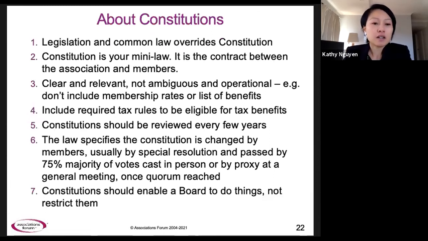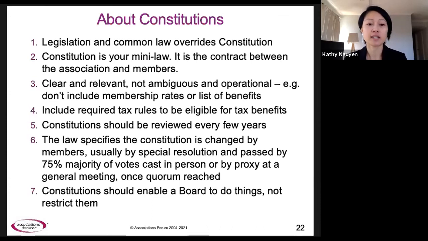All right, so let's spend a bit of time talking about constitutions. Obviously, the legislation and the common law override the constitution, but the constitution is the mini law for the association, and legally it is a contract between the association and the members. It should be clear and relevant, not ambiguous and operational. So, for example, do not include actual membership fee amounts or a list of member benefits or services.